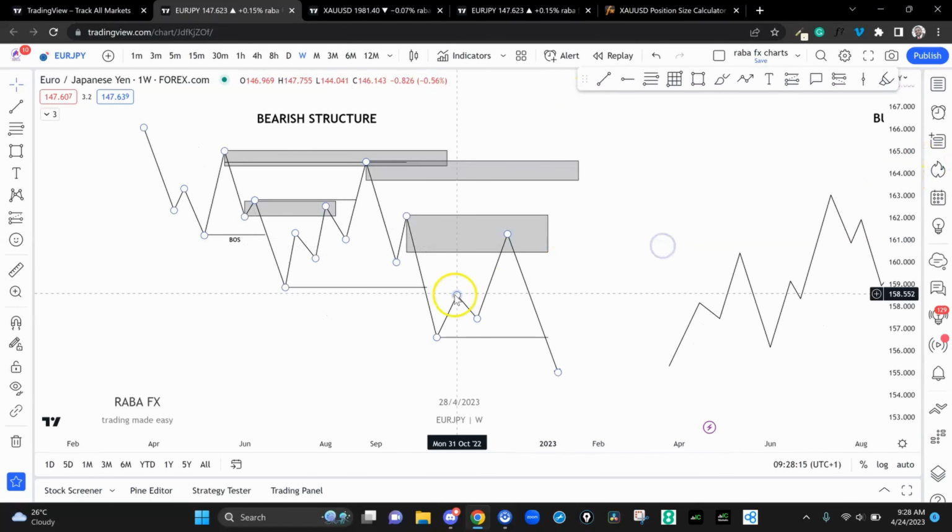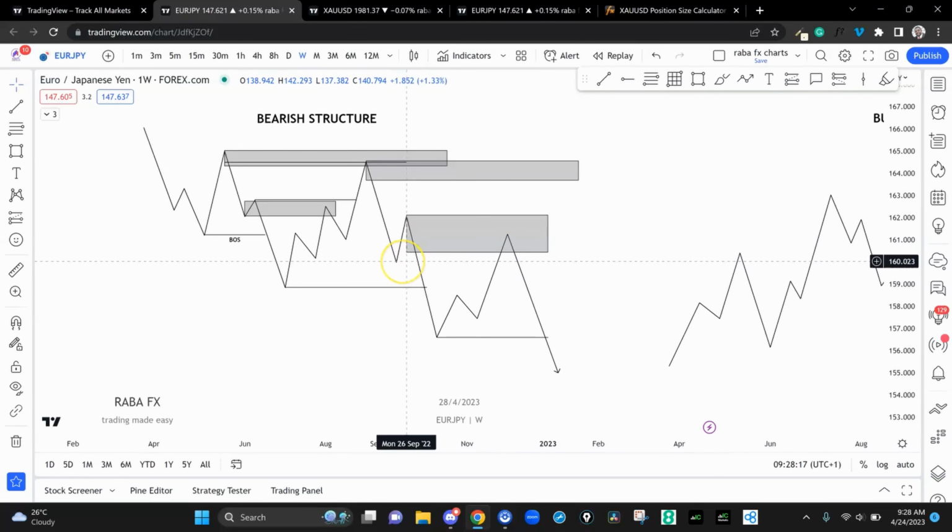Okay? And make sure you backtest this concept here. The flip and the origin. Those are the two points of interest. When you see a break of structure, look for the flip, look for the origin, and then plan your trade around those areas.